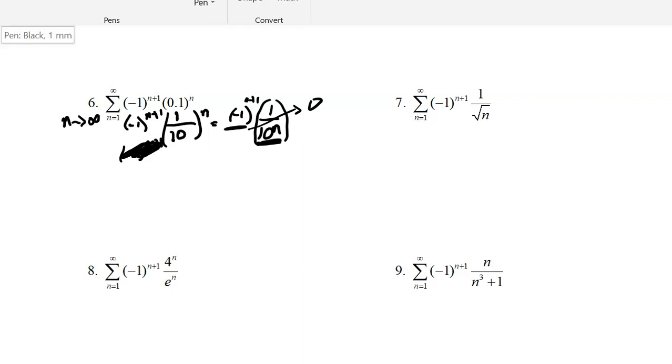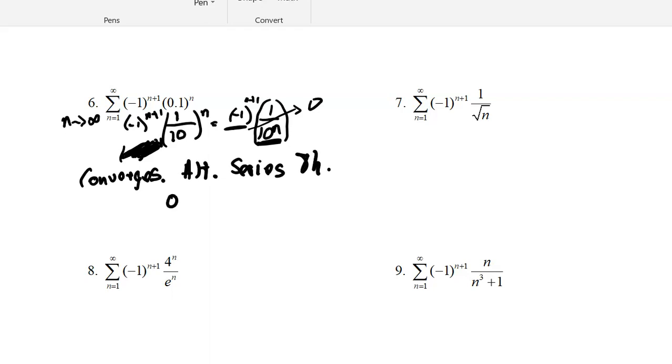Your denominator is growing very quickly. Your numerator is a constant. So we could definitely say this converges. And then I'm going to start abbreviating this, alternating series theorem.